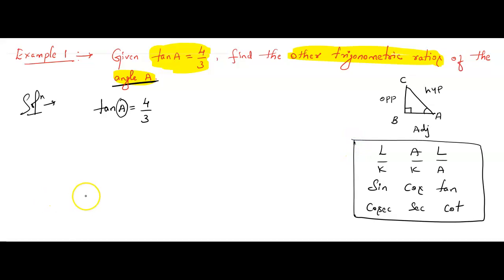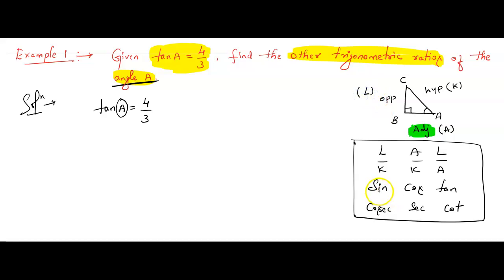Now in this we need to identify what is this LKA. That is, K means first you can see the first letter here. In adjacent, the first letter is A, and hypotenuse means K, and opposite is L.